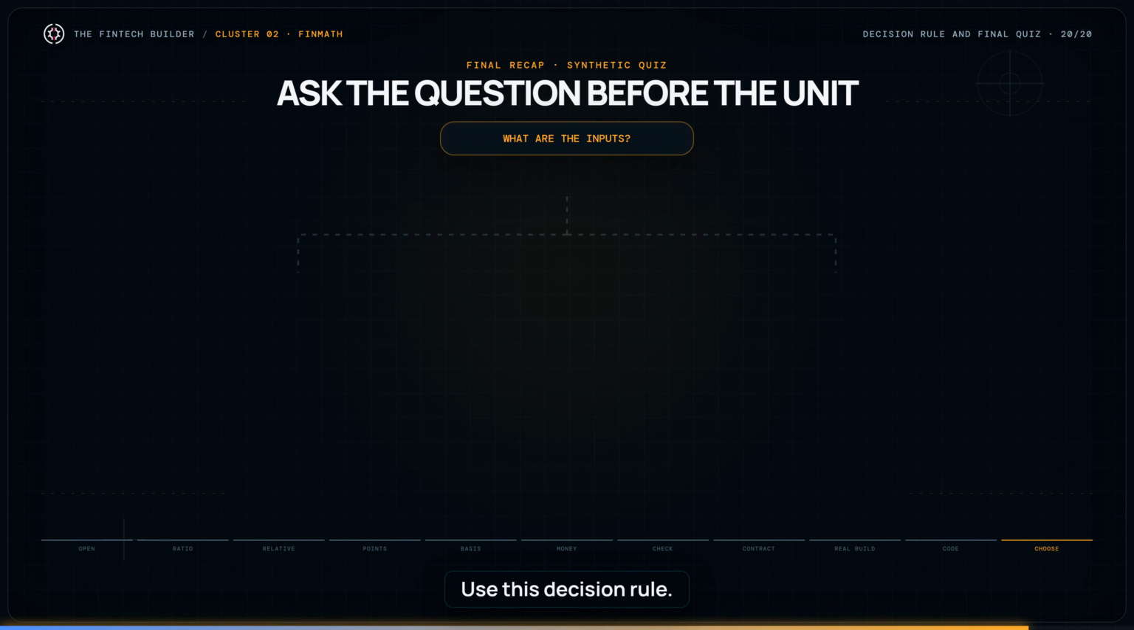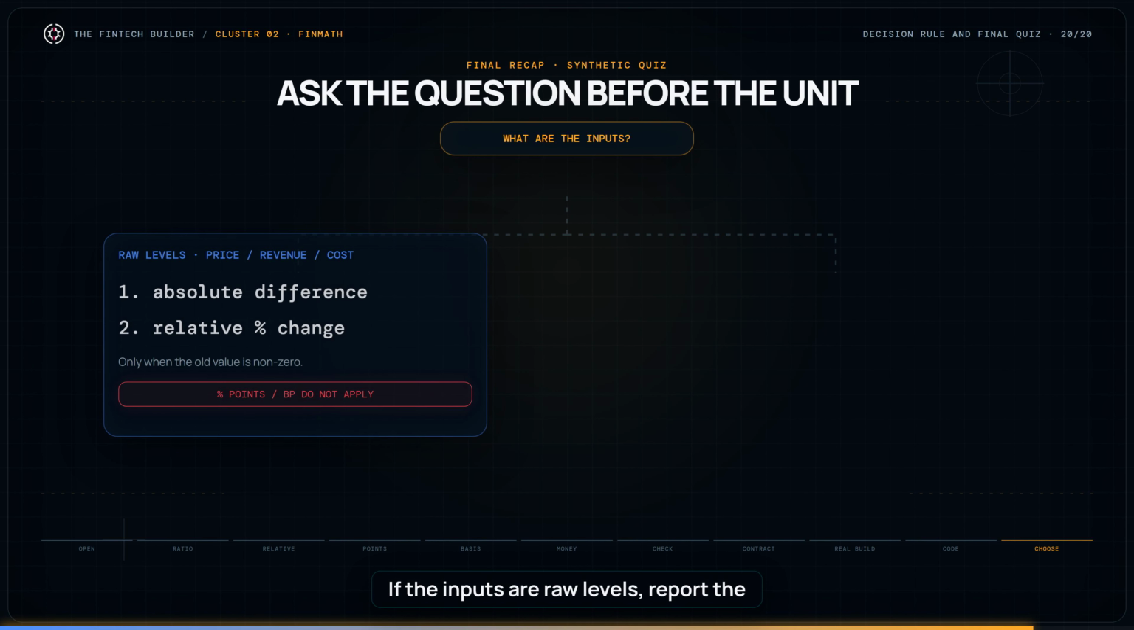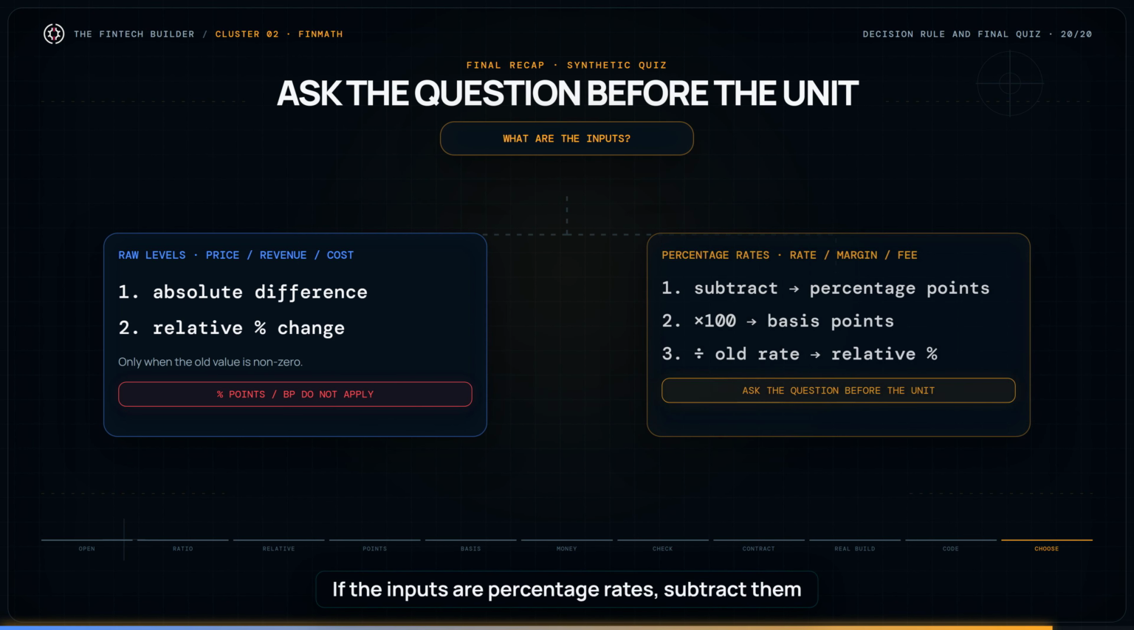Use this decision rule. If the inputs are raw levels, report the absolute difference and, when the old value is non-zero, the relative percentage change. If the inputs are percentage rates, subtract them for percentage points, then multiply by 100 for basis points. And when you need relative growth, divide by the old rate.